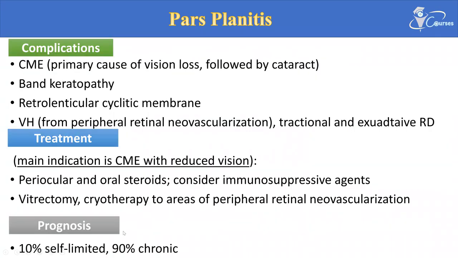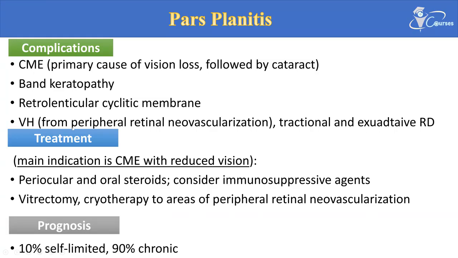One of the commonest questions asked in pars planitis is the commonest cause of loss of vision. The commonest cause of loss of vision is cystoid macular edema. It is the primary cause of loss of vision, followed by cataract. Also, there could be band keratopathy, retrolenticular cyclitic membrane, and vitreous hemorrhage. Why vitreous hemorrhage? Due to peripheral retinal neovascularization. Peripheral retinal neovascularization can also result in peripheral retinal fibrovascular tissue causing tractional retinal detachment, or it can be characterized by exudative retinal detachment.